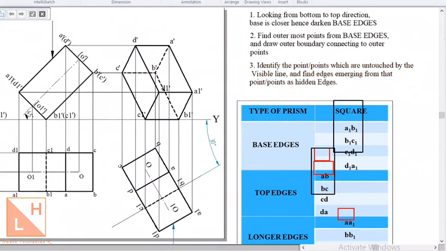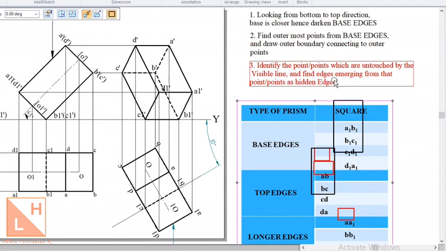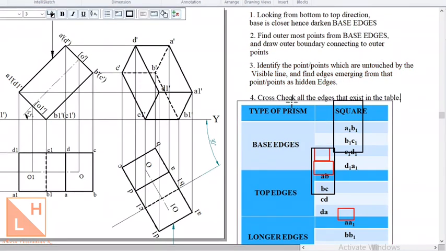Now to identify the edges emerging from that point or points, we need to use this table. Now again, it is not mandatory that you must have this table. You can remember these edges also. As you solve a couple of problems, you will have all these names recorded in your mind, and all you need to do is follow this process in order to identify the hidden edges. Now after identifying the hidden edges, cross-check all the edges that exist in the table, and those which are not joined will be considered as a visible edge only.